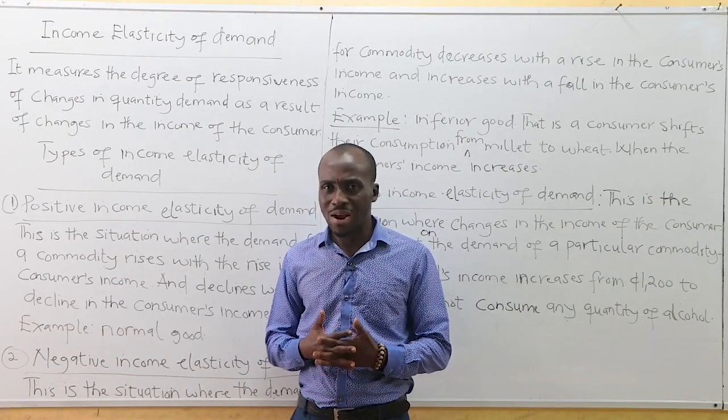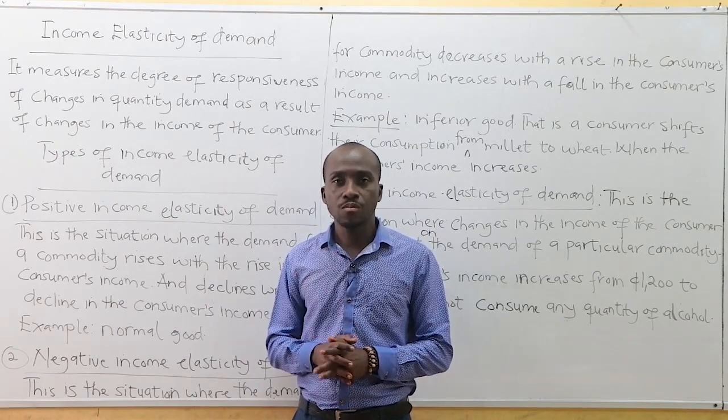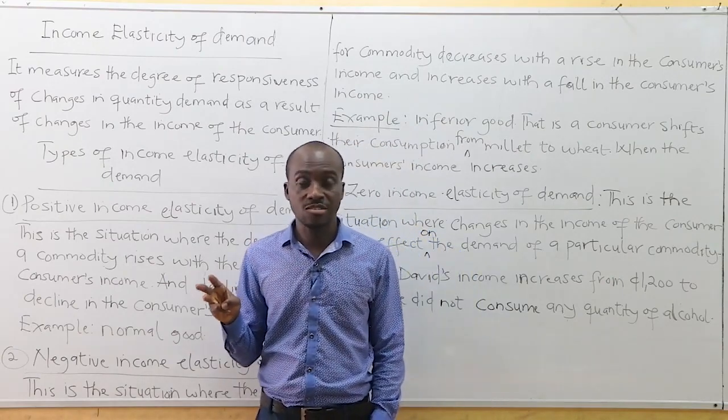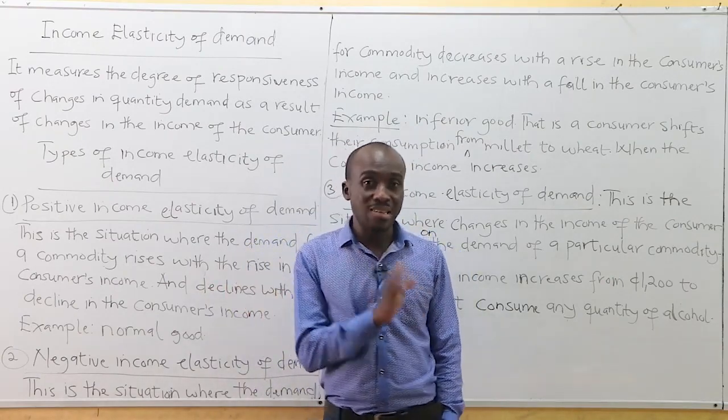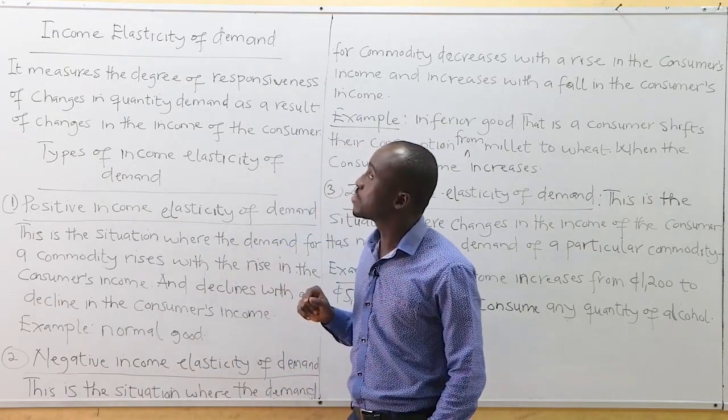So we are done with the price elasticity. I told you that when you take elasticity of demand, we have 3 types, right? The taxonomy is 3. We are done with the price elasticity. We are now doing the income elasticity. So let's get the income elasticity.